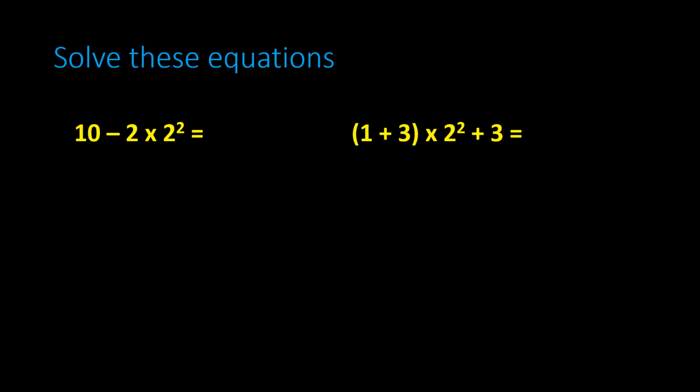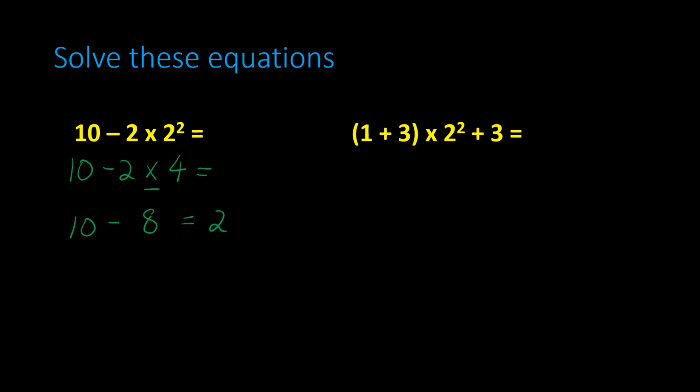Let's solve these equations. We have the first one, which is 10 minus 2 times 2 to the power of 2. So we know that we need to do the exponent first. 2 to the power of 2, which is 4. Then we know that multiply comes before subtract. So 2 times 4 is 8. 10 minus 8 is 2.